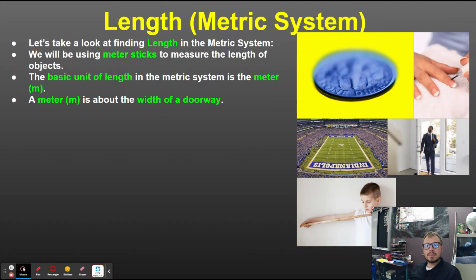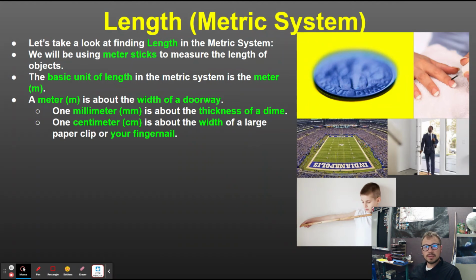A meter is about the width of a doorway. So 1 millimeter is about the thickness of a dime, so 1/1000th of a meter. Now 1 centimeter is about the width of a large paper clip or your fingernail. So if you look at your fingernail going across, that is going to be 1 centimeter.